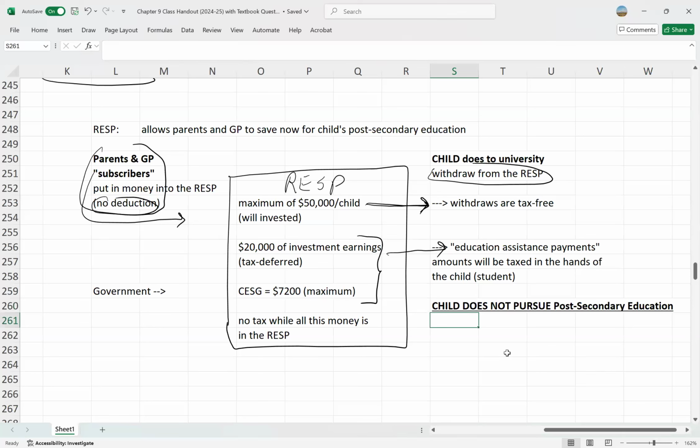So let's say the child does not pursue post-secondary education. What happens then is that the $50,000 is returned to the subscribers. Once again, it's going to be tax-free, right? Because the parents and the grandparents, the $50,000 they put in, that was after-tax money. So there's going to be no tax if that money is returned to them.